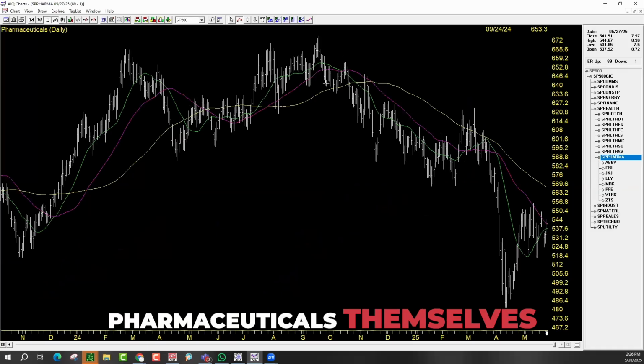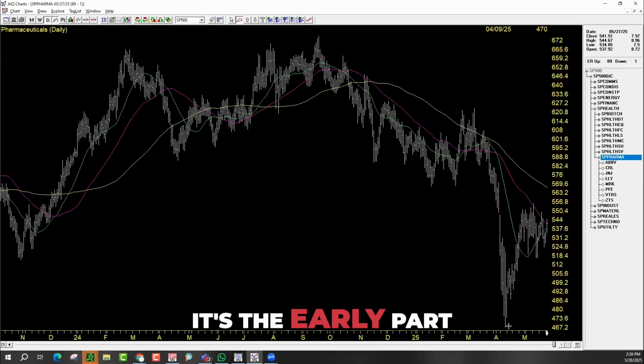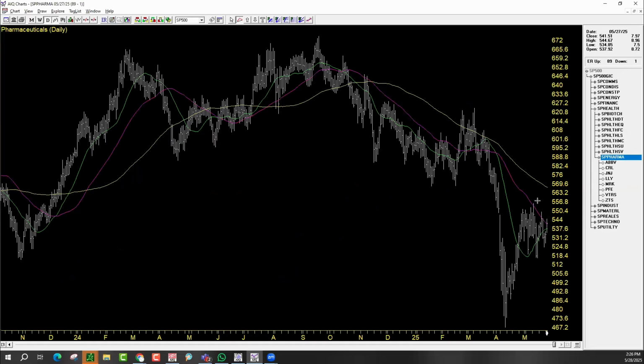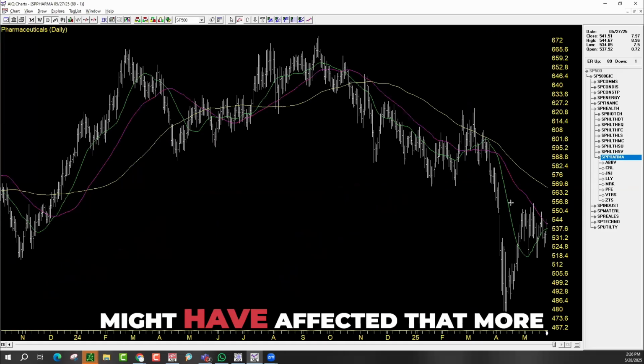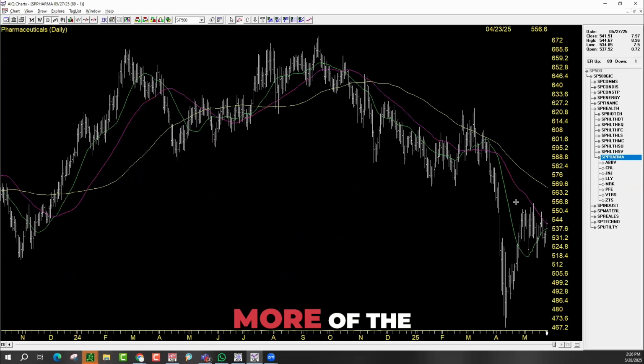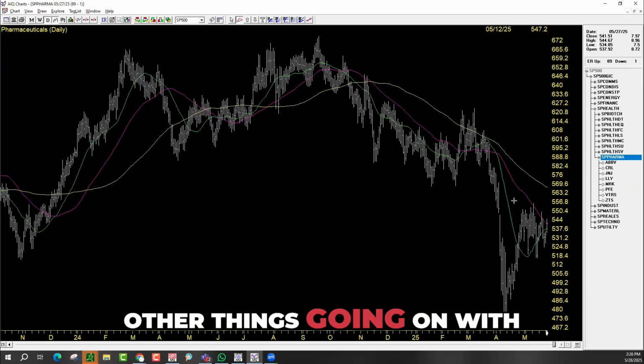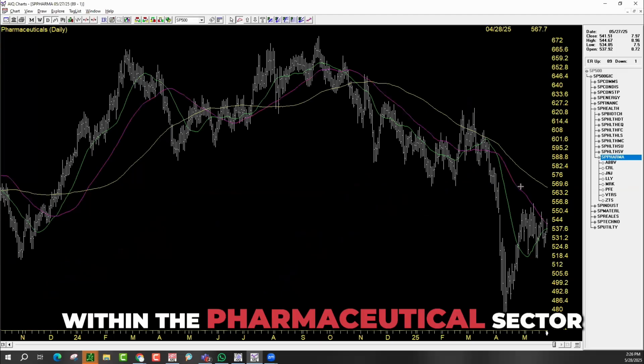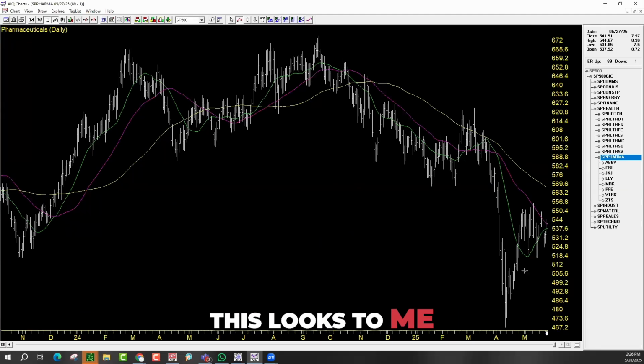Pharmaceuticals themselves, very strong move to the downside into the early part of April. A lot of the tariffs and other things might have affected that. More of the rumor and the news was affecting some of the stocks within here, let alone other things going on within the pharmaceutical sector. This looks to me like it's getting itself into a triangle here. Hard to see which way it's going to go from there. So I think we'll stick with what we have on the short side.